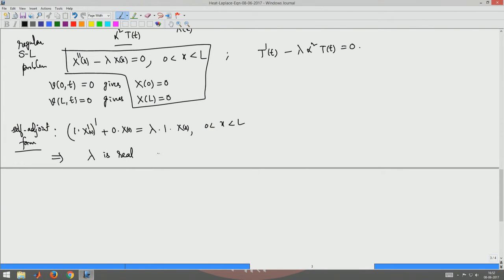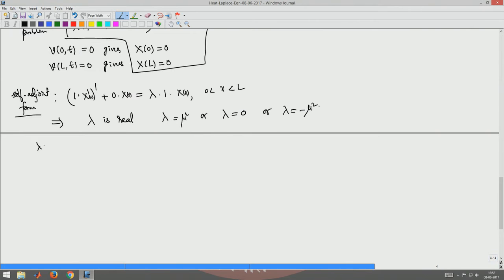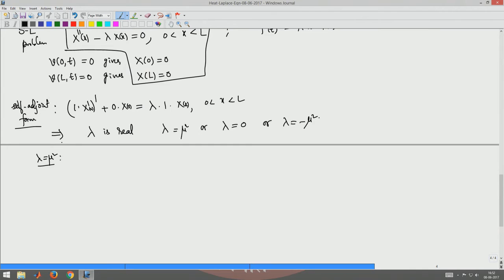Lambda is real means immediately lambda is either mu square, or lambda equal to 0, or lambda equal to minus mu square. So, we look at these three cases. First start with lambda equal to mu square. So, what you have is this equation: X double dash of x minus mu square X of x equal to 0, with the boundary conditions X(0) is 0, X(L) equal to 0. The general solution of this is C1 e power mu x plus C2 e power minus mu x.